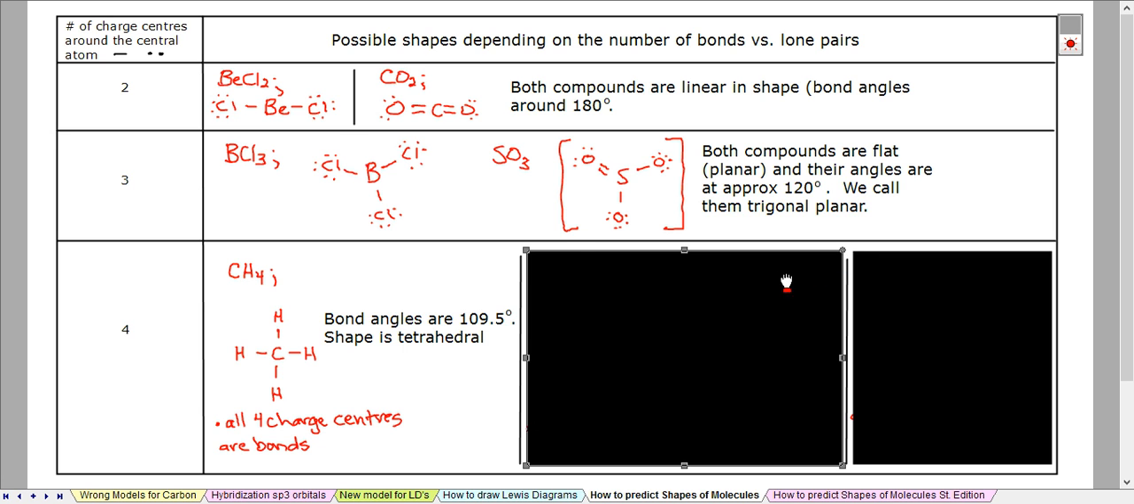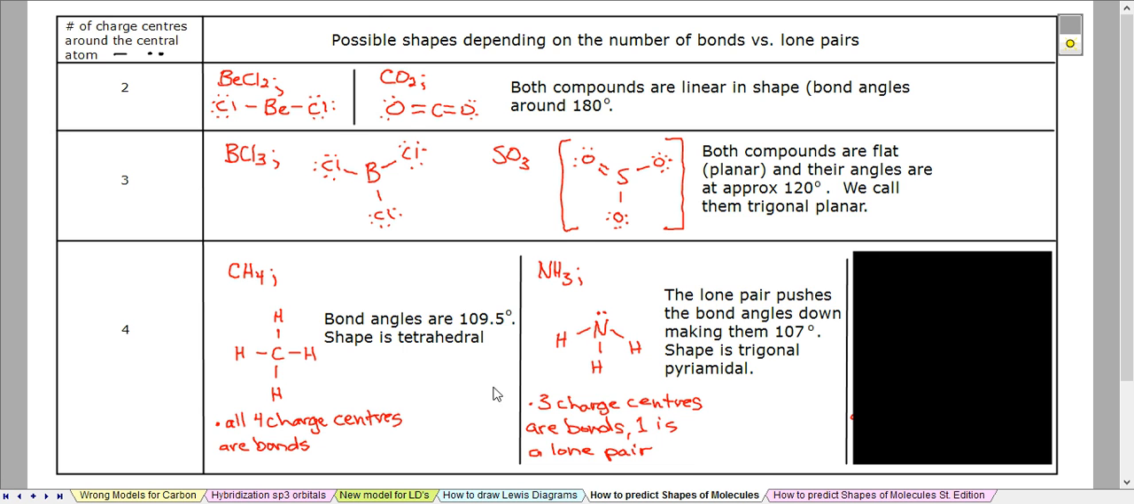Now, what if one of those charge centers was a lone pair, like in the case of ammonia? Ammonia has, when you draw out the Lewis structure, we have a lone pair that's left over. Nitrogen has 5 electrons. Hydrogens each have 1. So there's 8 electrons in play, and we've got these 2 guys that are left over. This lone pair is still going to force these bonds to be pushed in a 3-dimensional space. We think of it as pushing them down.